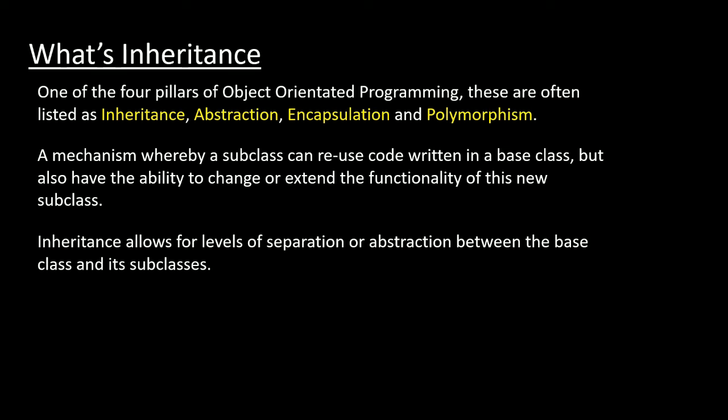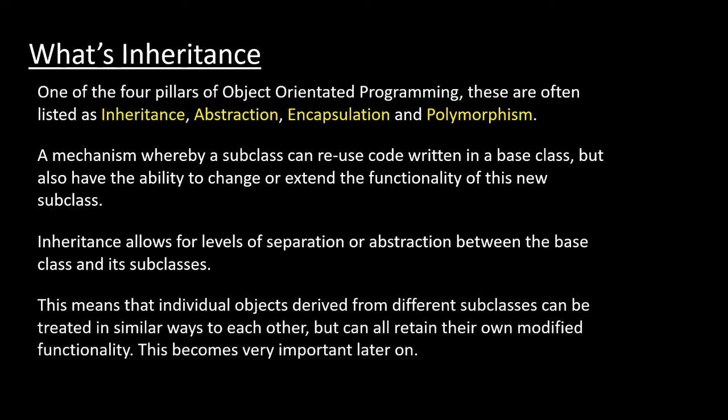Inheritance allows for levels of separation or abstraction between the base class and its subclasses. This means that individual objects derived from different subclasses can be treated in similar ways to each other, but can all retain their own modified functionality. This becomes very important later on.